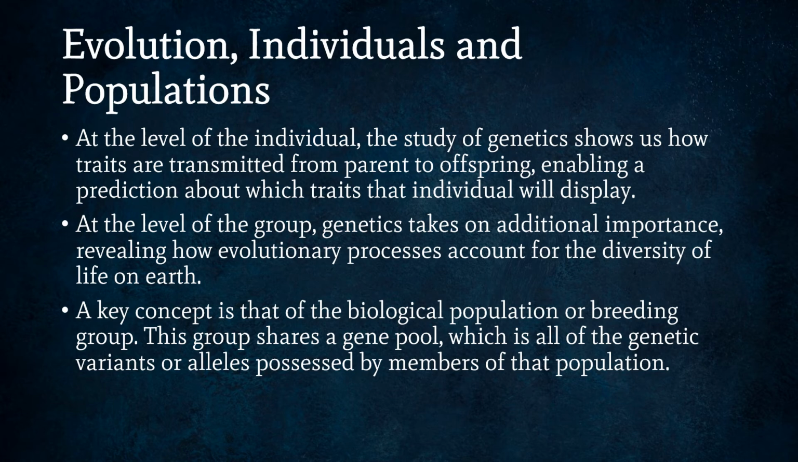So let's define population here. A population shares a gene pool, which is all the genetic variants or alleles possessed by members of that population. So you need to remember that a population is a group of individuals of the same species that can interbreed. So the population needs to be local to each other, they need to have access to each other, and they all, of course, share that gene pool.